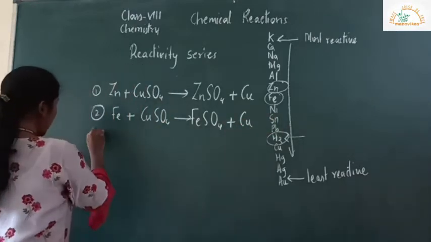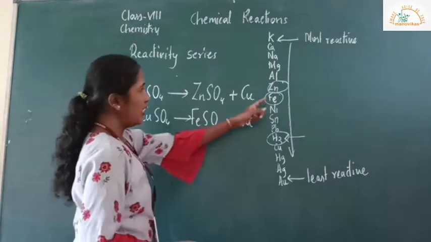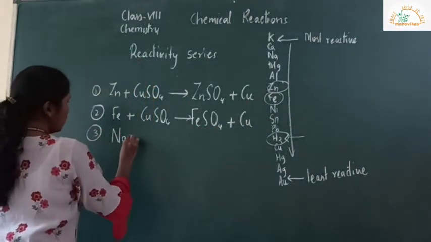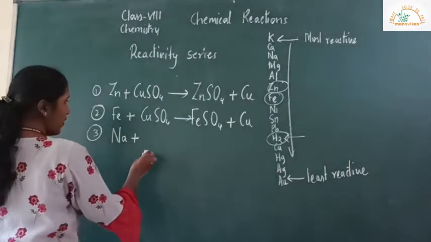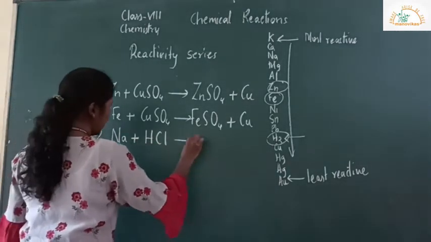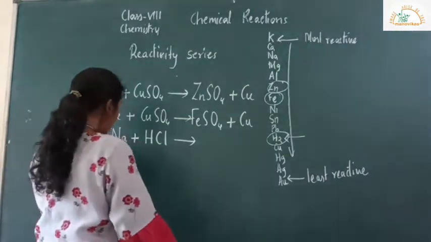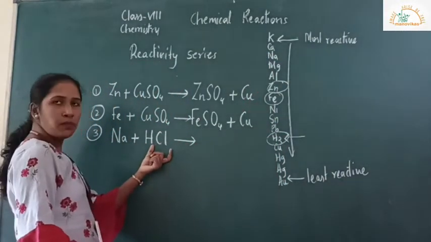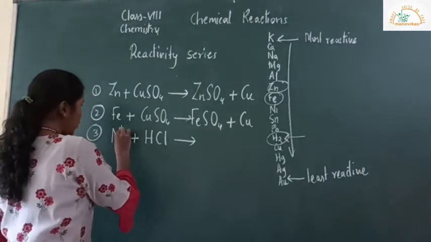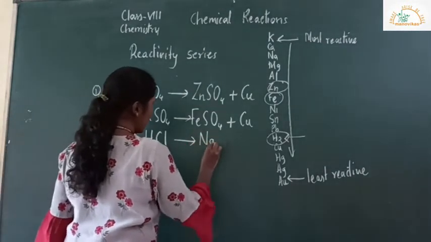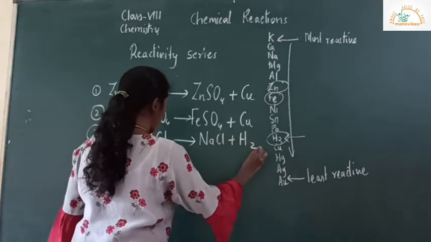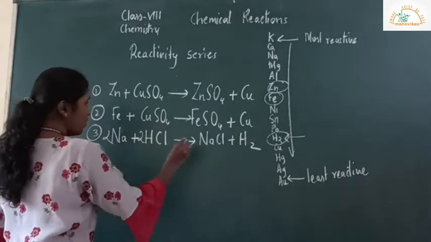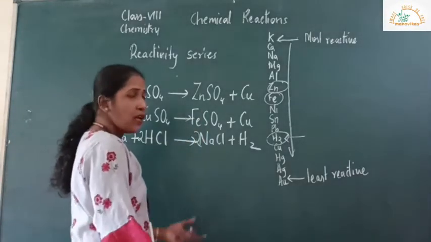Same way, if I take sodium plus HCl, what will happen? Sodium is most reactive, so it can displace the hydrogen from the acid. So what I will get is NaCl plus H2. So check if the equation is balanced. So now the equation is balanced.